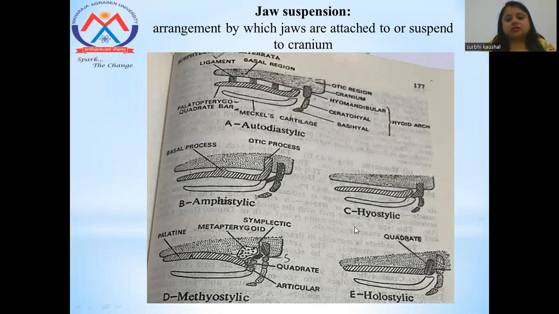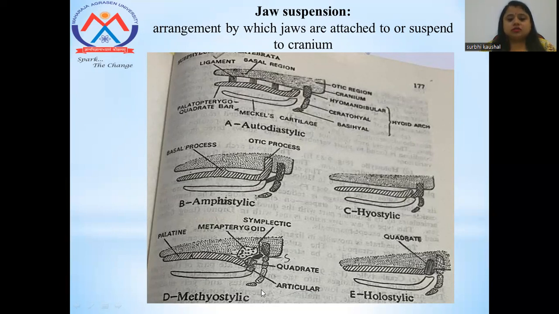Next type is the hyostylic type. Here, between the upper jaw and the cranium there is no connection, but the hyoid arch is attached with the lower jaw. So this is the arrangement in case of hyostylic jaw suspension.